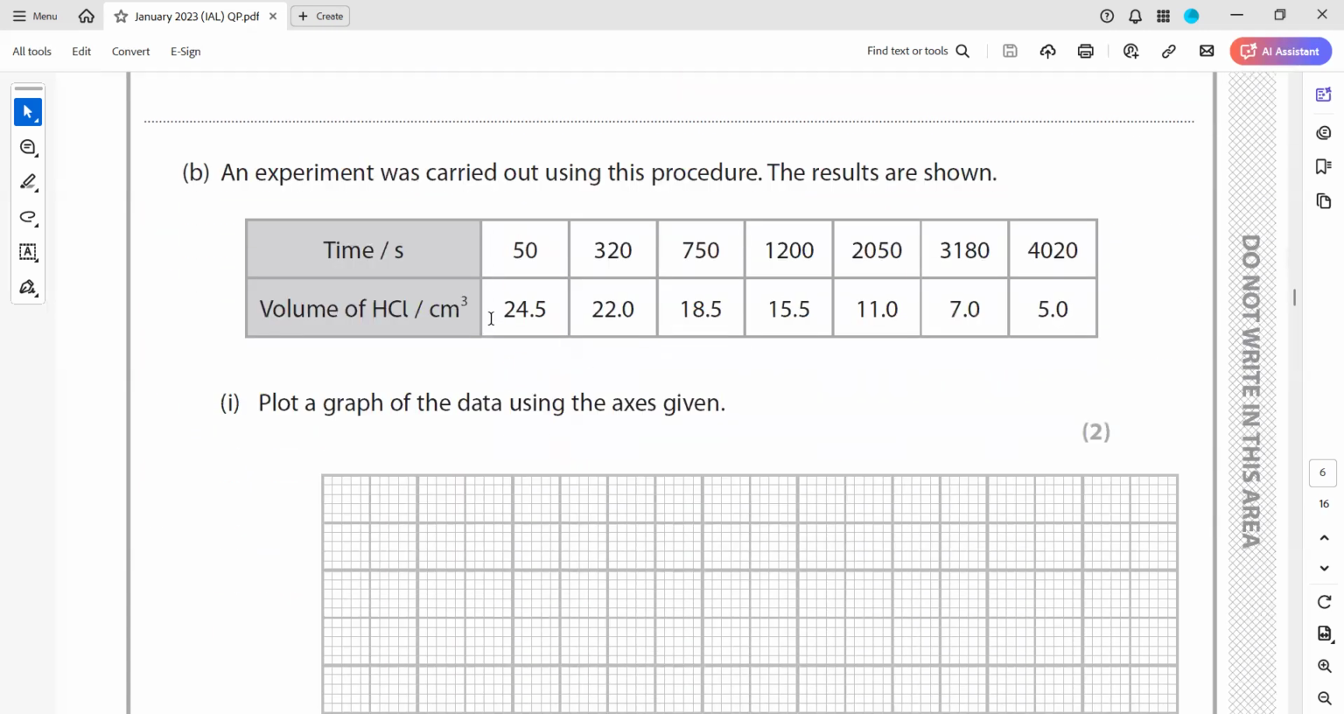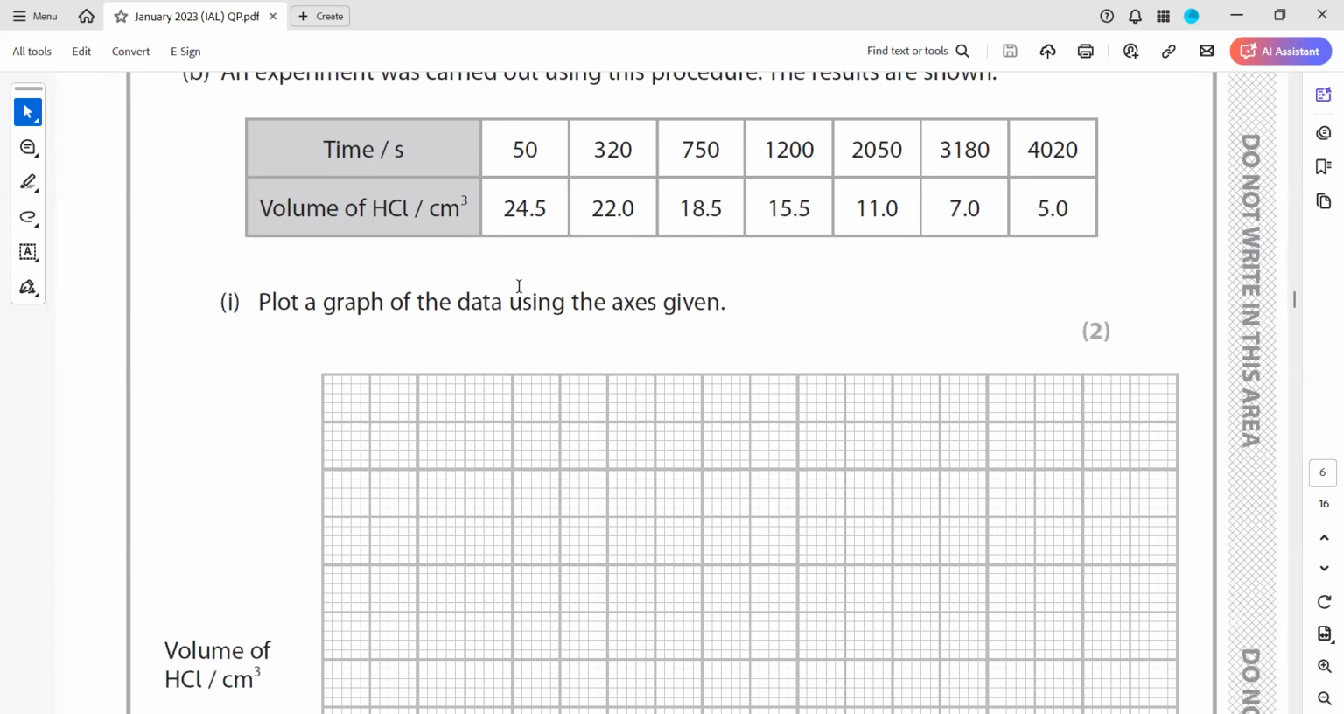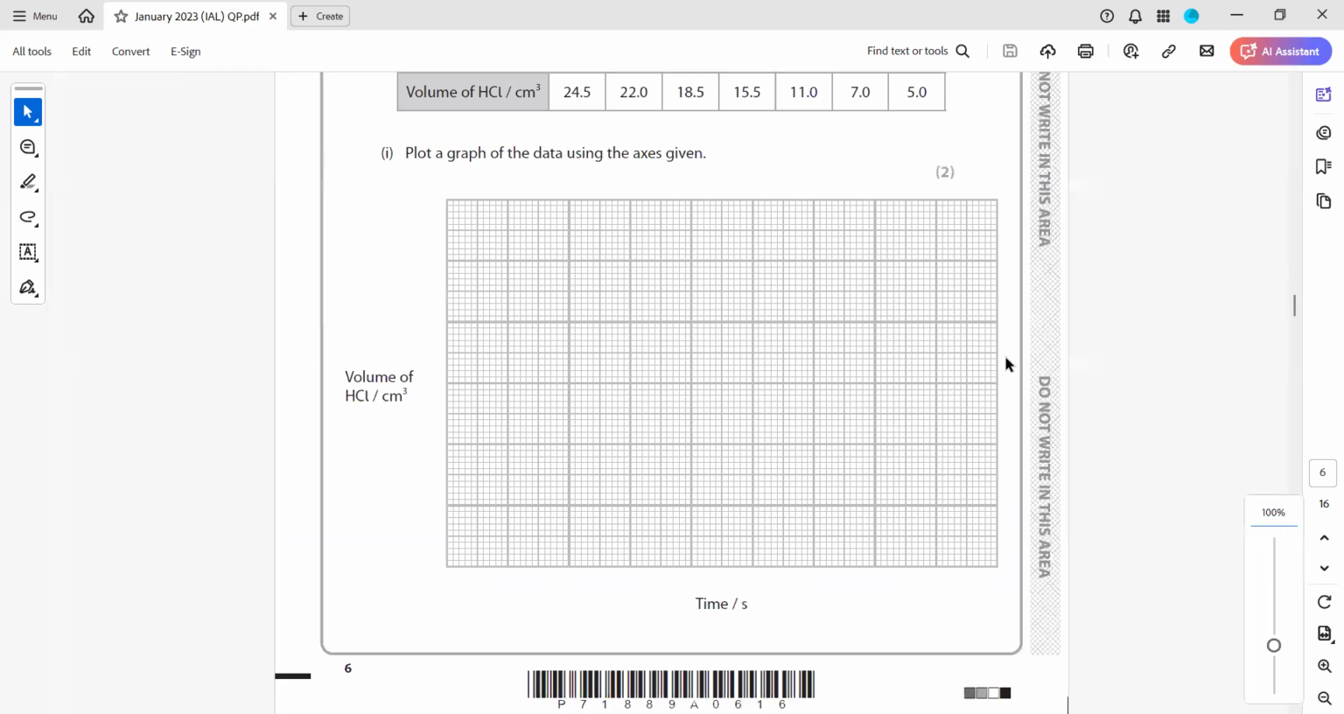The experiment was carried out using this procedure, and the results are there. Volume of hydrochloric acid, so volume of hydrochloric acid and time. If the volume of hydrochloric acid needed is a straight line, what does it mean? Which kind of reaction will it be? If it's a constant change, constant slope means zero order.